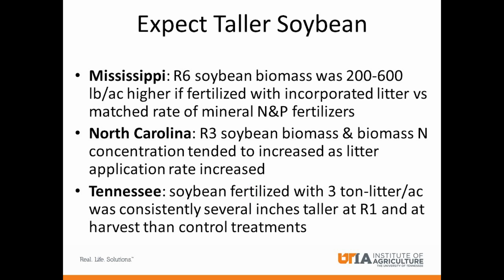Mississippi has a study where they looked at R6 soybean biomass. It was 200 to 300 pounds higher if it was fertilized with incorporated litter versus matched chemical fertilizers. An excellent study done here in North Carolina saw the same thing with both the soybean biomass and the biomass nitrogen concentrations, which is something that we didn't measure. In Tennessee, we've definitely seen that, when we fertilize soybeans, especially with the higher rate at 3 tons an acre, we tend to see taller plants.